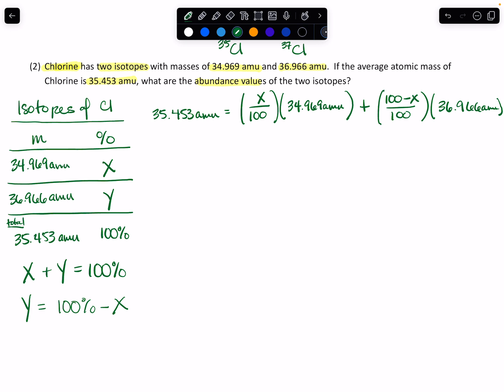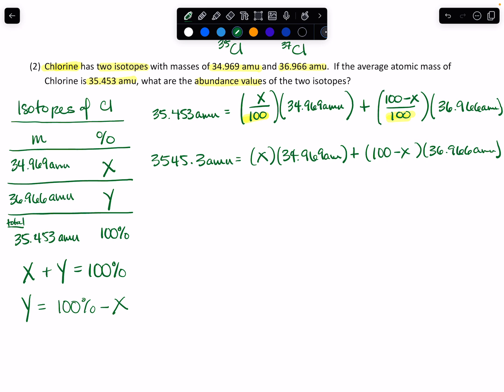Now, to make things a little easier on myself, I'm going to take this 100 that is in the denominator of both of these and multiply it to both sides. So that's going to change my mass to 3545.3 AMUs. That just makes things a little easier to deal with in terms of the algebra. Now, you do not have to do that. You can leave it and work your way through in a different order. That is up to you. So this is what we're left with once we multiply both sides by 100.